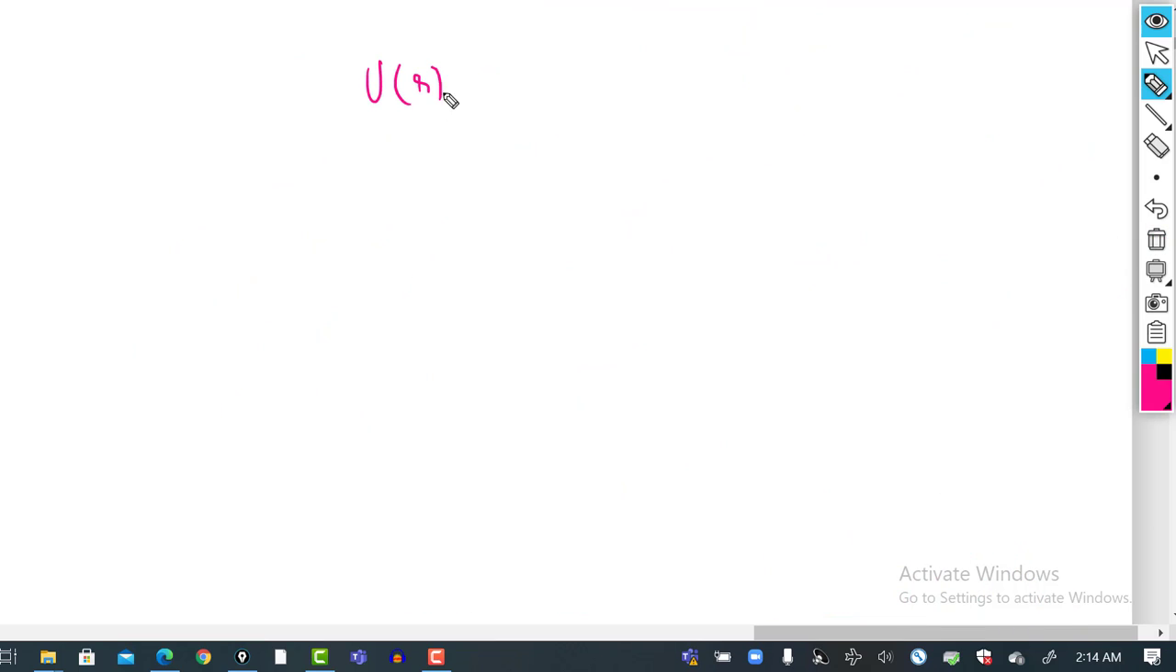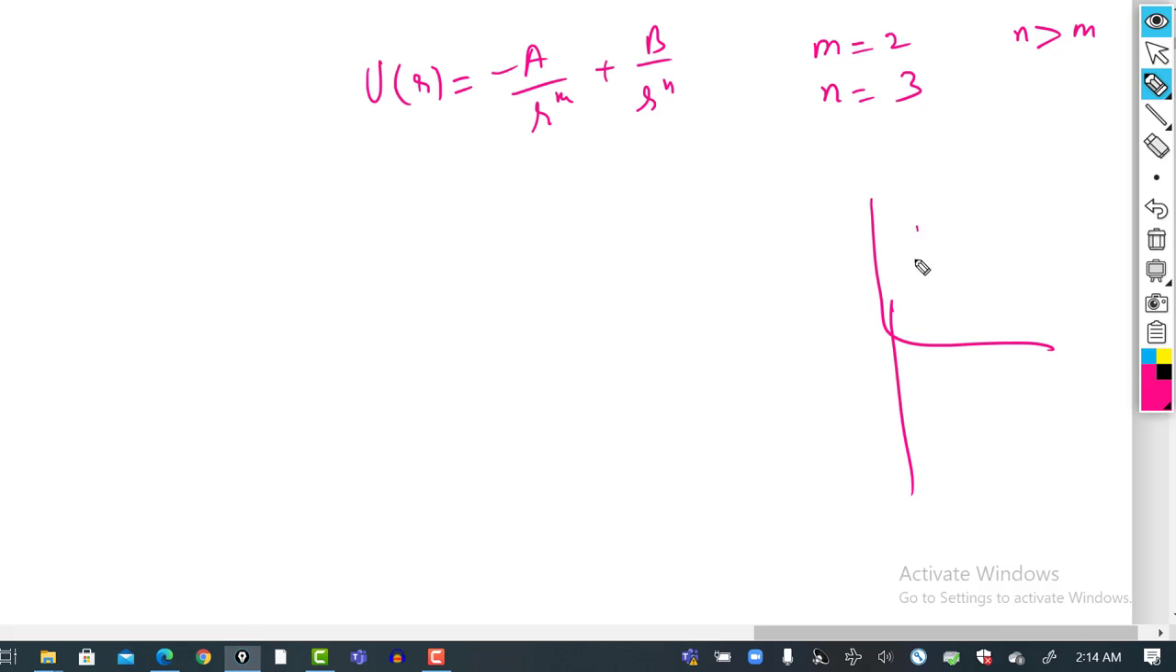Okay, let me give you another example. Suppose u of r is given as minus a by r to the power m plus b by r to the power n; of course the function will always be this only. Now in the question m is given as, let's say, 2 and n is given as 3. Always remember, n will always be greater than m. The negative portion is the attractive part, attractive energy, and the positive portion is the repulsive part.